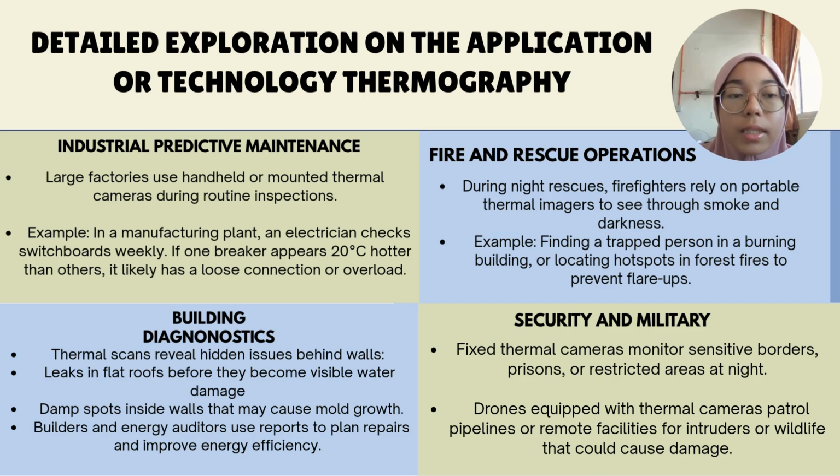And the fourth one is security and military. Security and military use fixed thermal cameras to monitor sensitive borders and restricted areas at night. For example, drones equipped with thermal cameras patrol pipelines or remote facilities for intruders or wildlife that could cause damage.